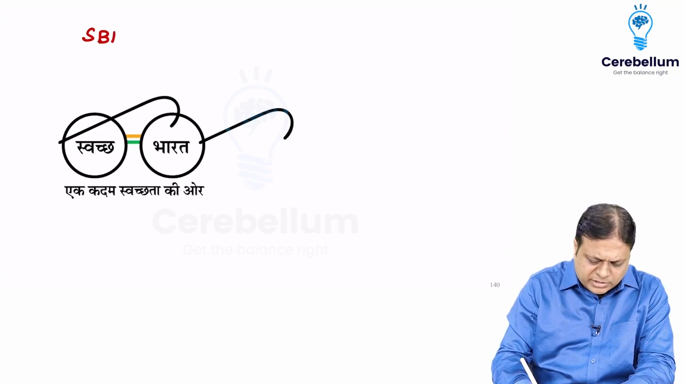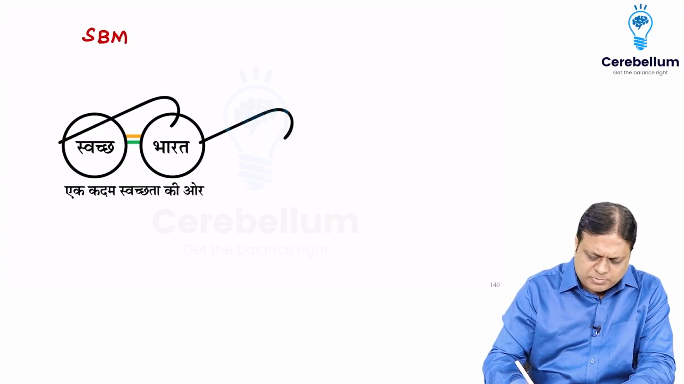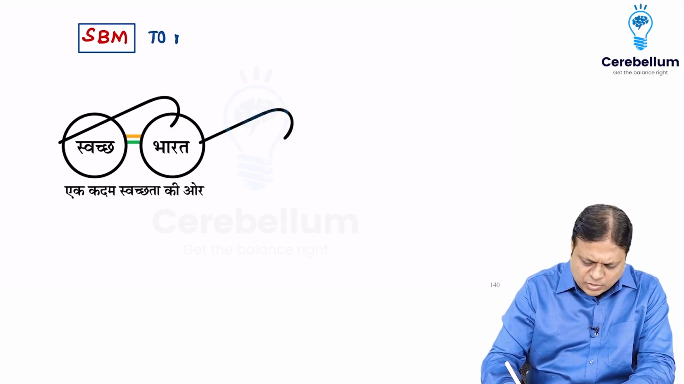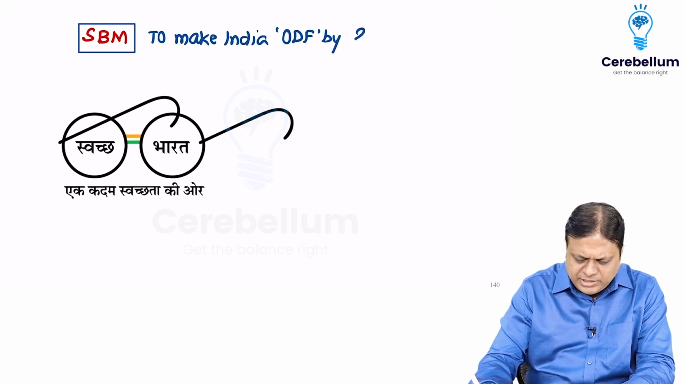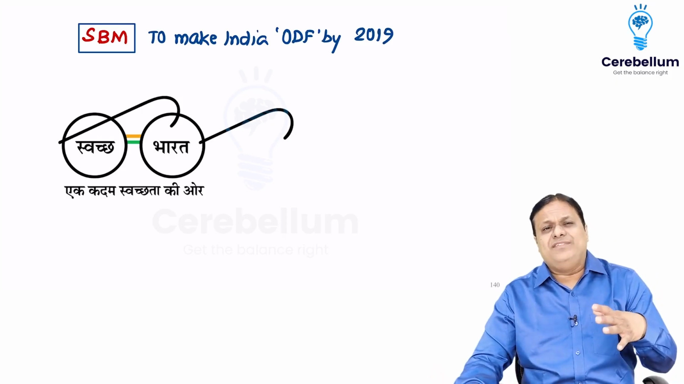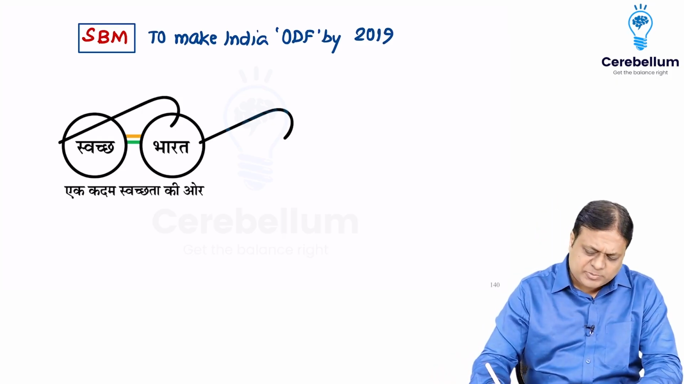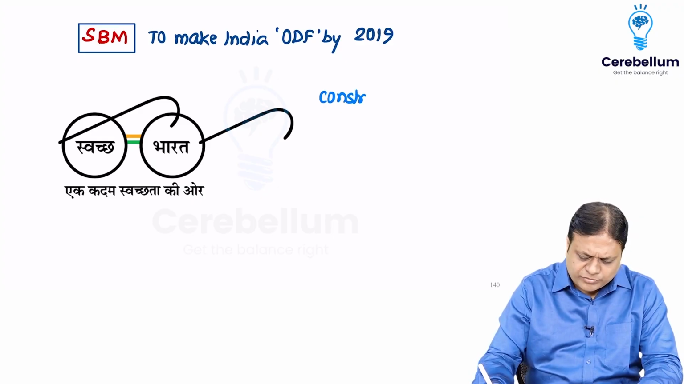Swachh Bharat Mission. Now Swachh Bharat Mission, the main aim of this program is or was to make India open defecation free by the year 2019. And how it was envisaged we are going to achieve it is by construction of 12 million toilets.